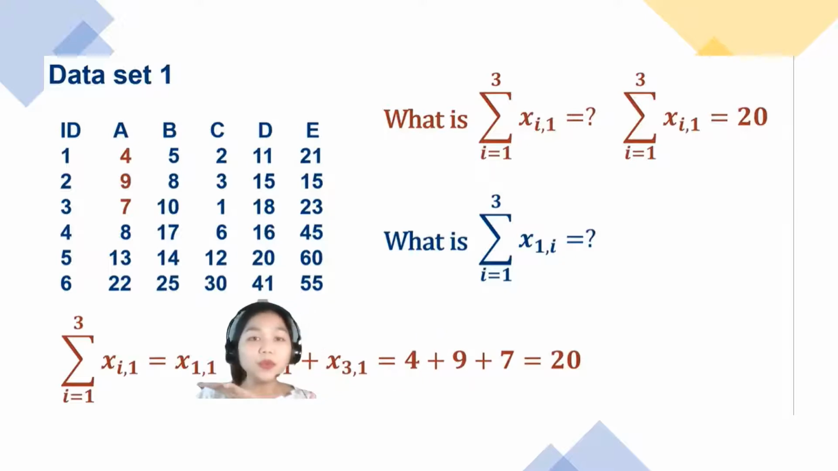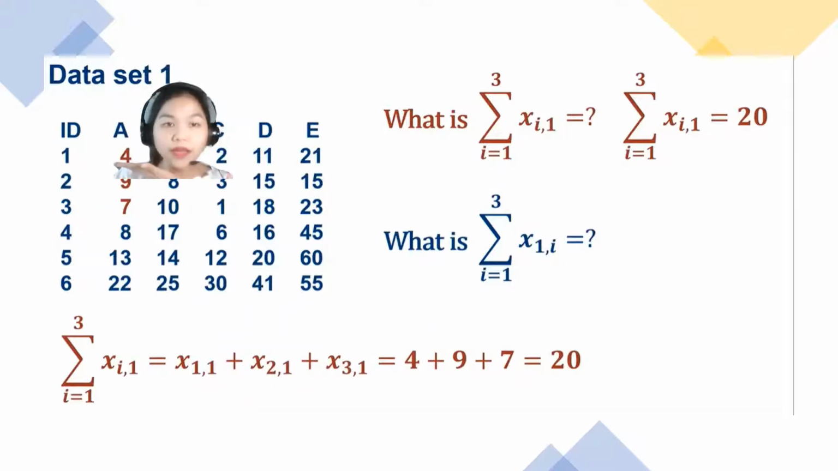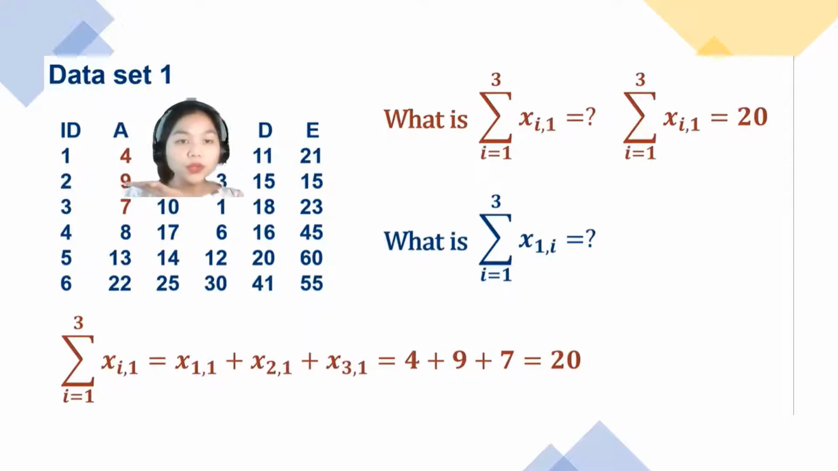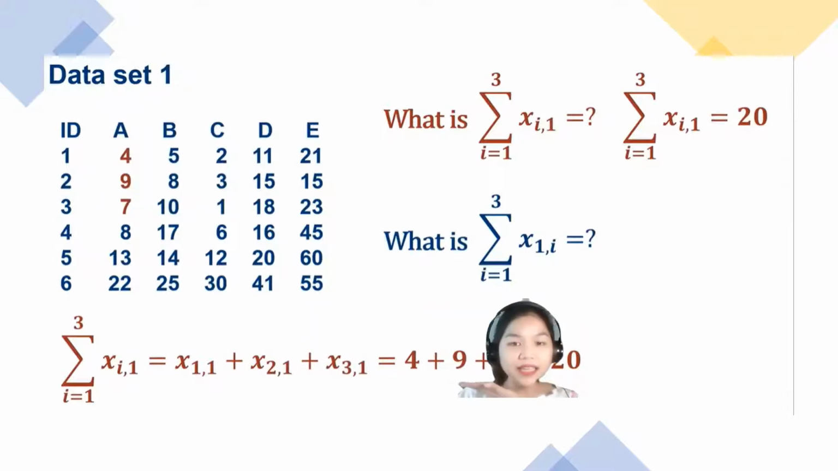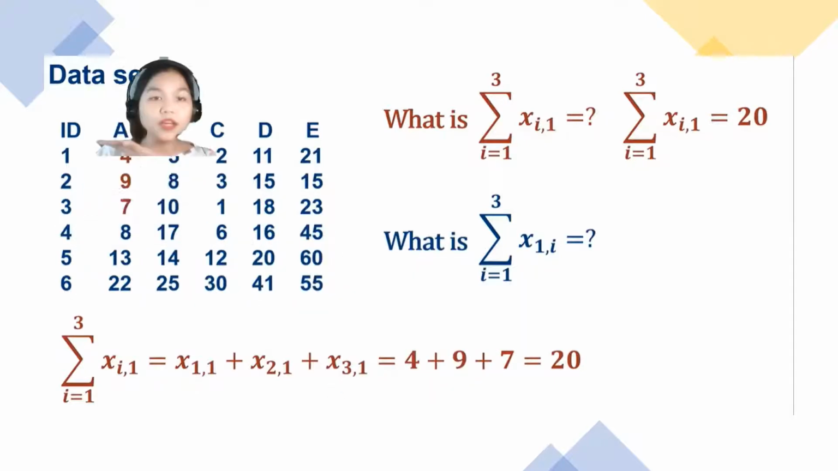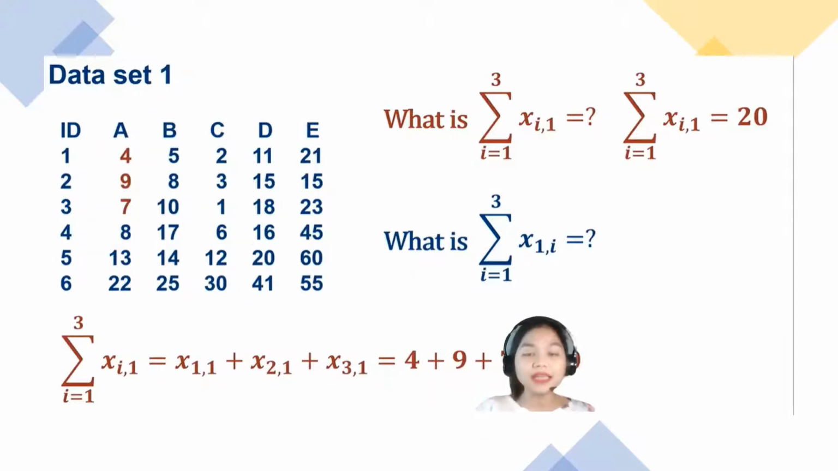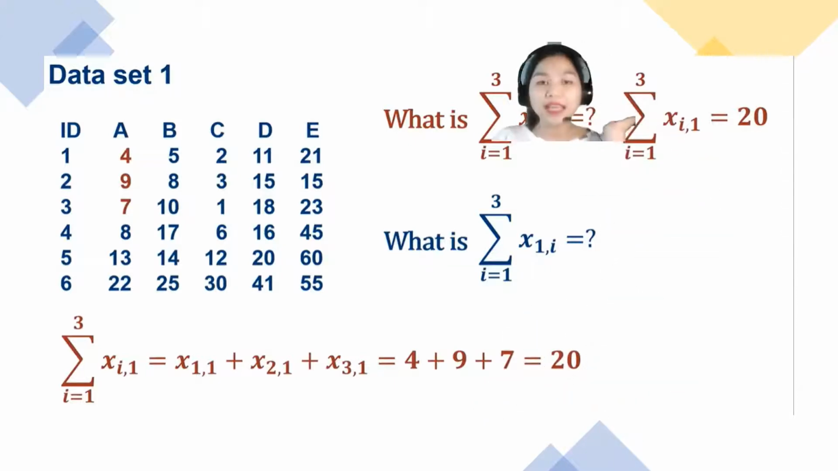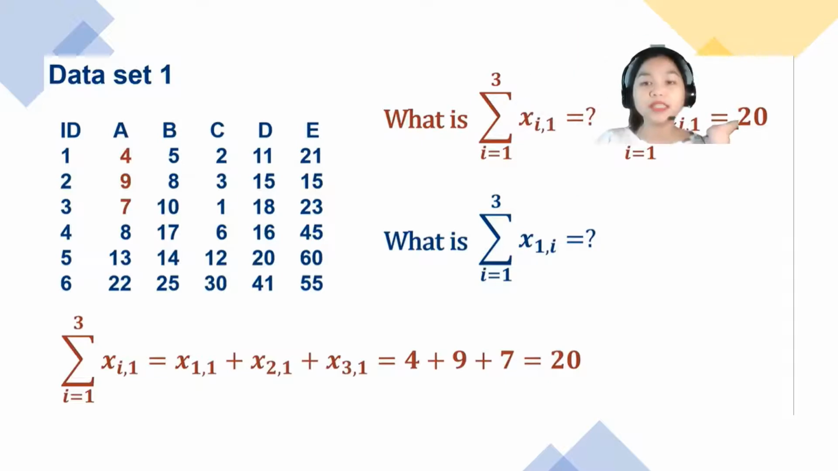Alam natin na yung row 1, column 1 ay 4, kaya dito natin siya pa-plug in. Yung row 2, column 1 ay 9, kaya 9 dito, at saka row 3, column 1 ay 7. So 4 plus 9, 13 plus 7, it's 20. So the summation of xi1 as I goes from 1 to 3 is 20.